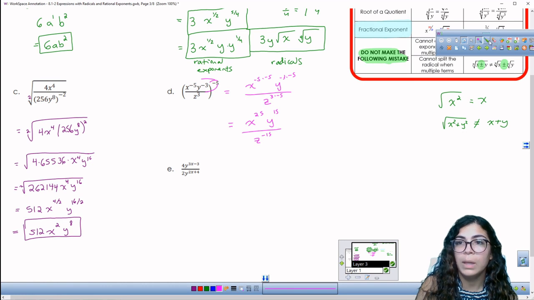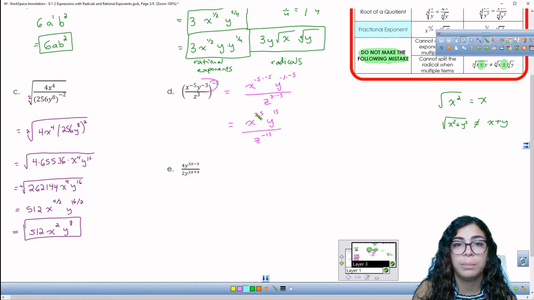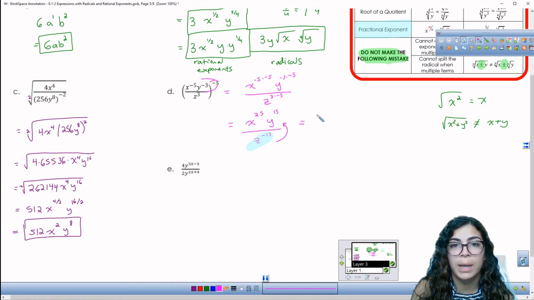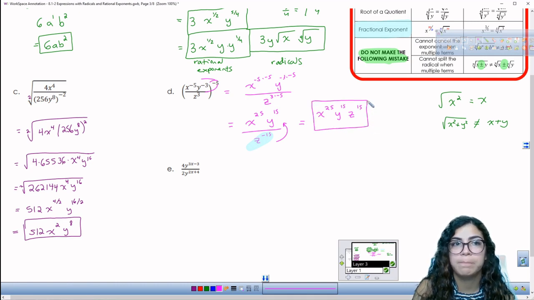So now I have positive powers in the numerator, but this one is a negative power. So I'm going to move that to a positive power, bringing that to the top. So we have x to the power 25, y to the power 15, z to the power 15. And that is our final answer. All right, last one, E.